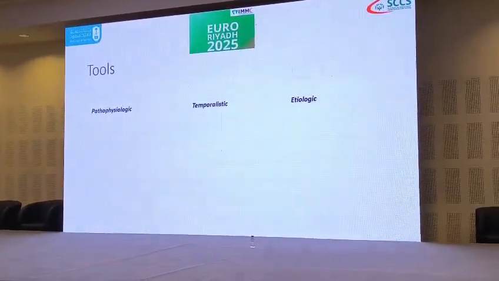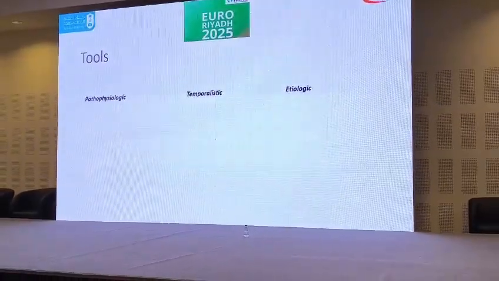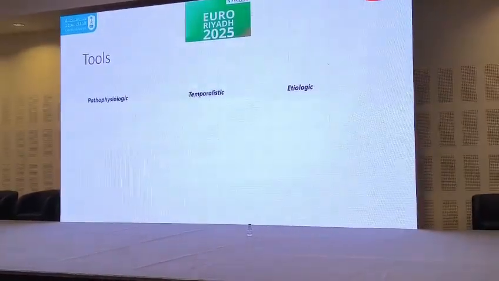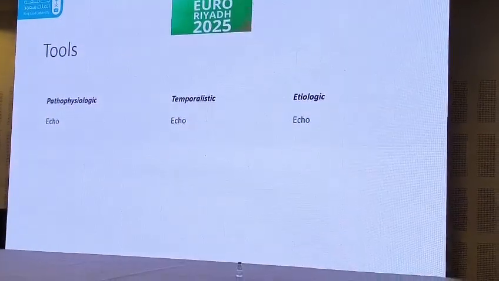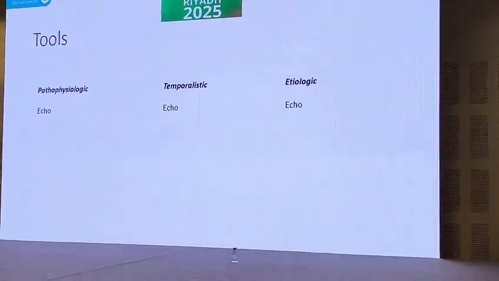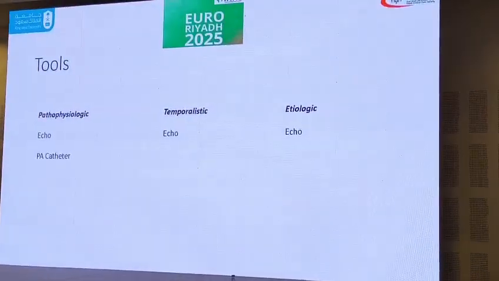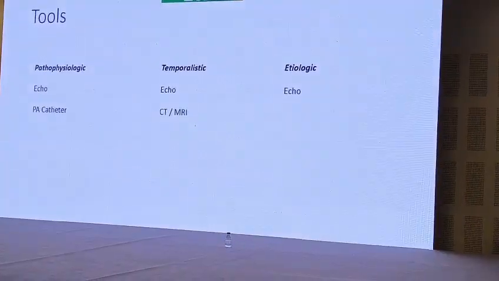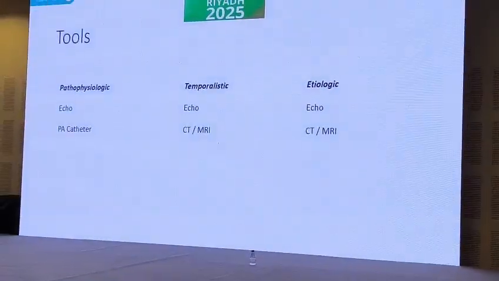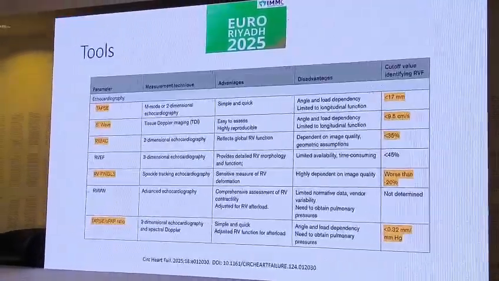So what are the tools we have to detect and manage acute RV failure? There is no surprise that it's mainly echo, echo, echo. For all three classifications, you need echo first. And then a PA catheter for the pathophysiologic approach. You might need a CT or MRI for the temporalistic and etiologic understanding or classification.